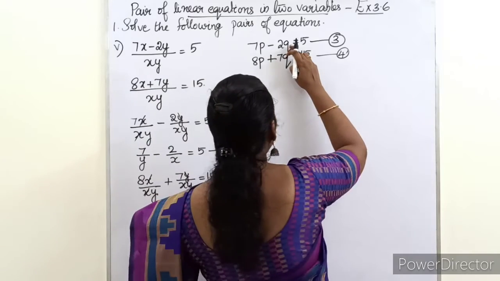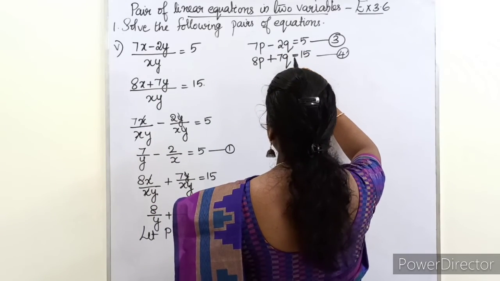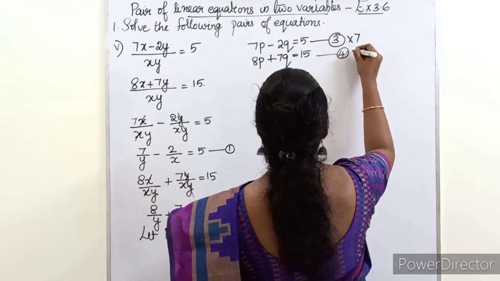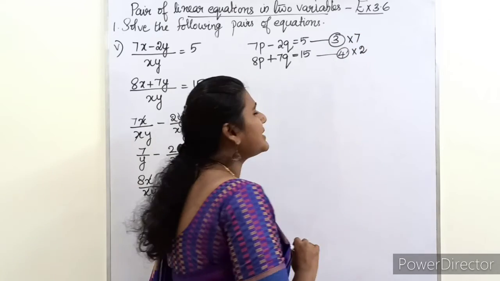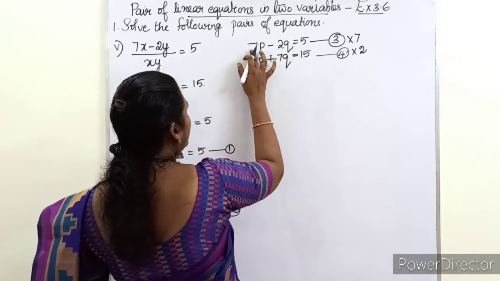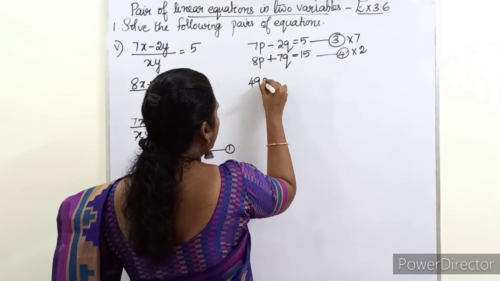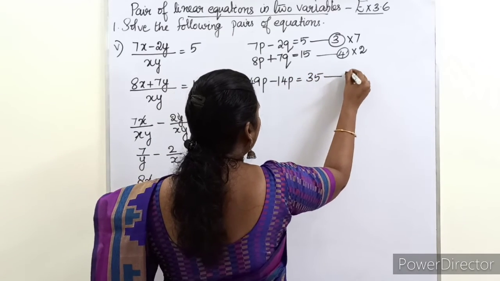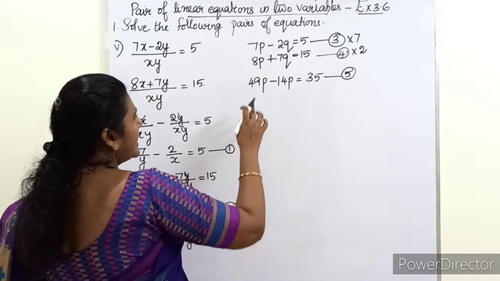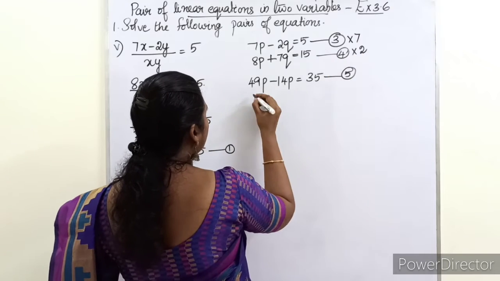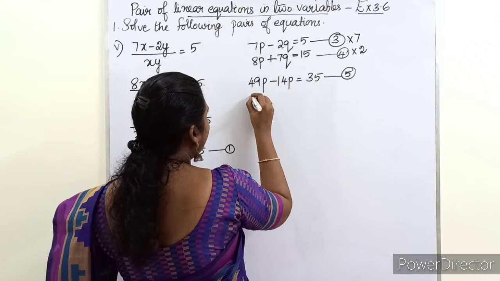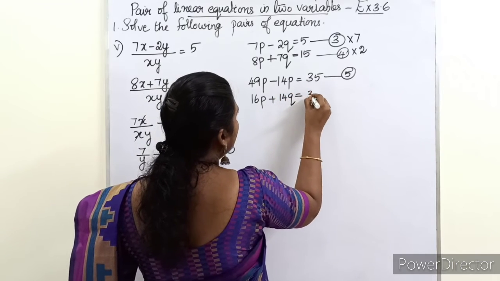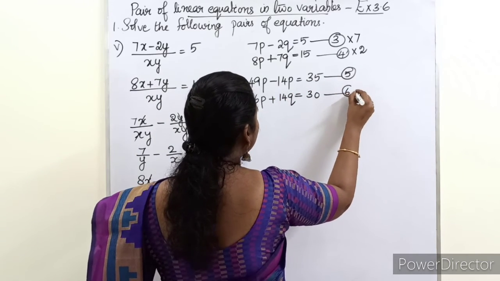So for that I am going to make the coefficient of q the same. So the first equation I am going to multiply by 7 and the second equation I am going to multiply by number 2. So here we will get 49p minus 14q is equal to 35. This is the fifth equation, and the fourth equation, when you multiply by 2 you will get 16p plus 14q is equal to 30. So this is the sixth equation.